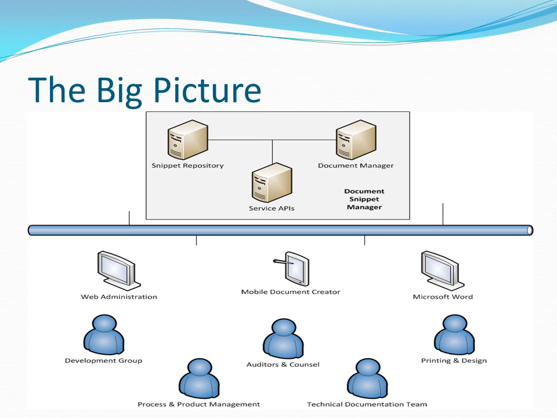Finally, it's important to point out how the Document Snippet Manager sits within the big picture of an organization. The development group, the auditors and counsel, printing and design teams, product and process management teams, as well as the technical documenters, all interact with the system at various levels and through various means. The DSM is positioned to be a first-class citizen within an organization and provide a central location for document management, allowing a company to focus on doing business rather than the process of business.